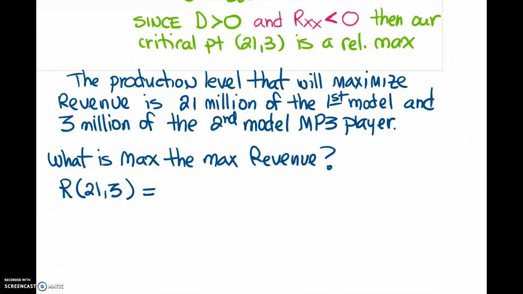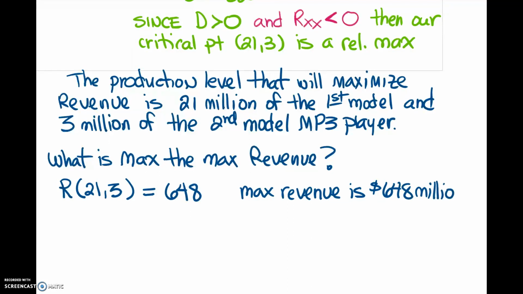If you plug 21 and 3 back into that original revenue function, you're going to get the value of 648. Now remember, this is also in millions because the quantity is in millions. And remember, revenue is quantity times price. So I'm going to word this answer here. We have our max revenue is, I'm going to put dollars here, 648 million. That just gives you a little extra information. It wasn't asked for, but might as well get it.